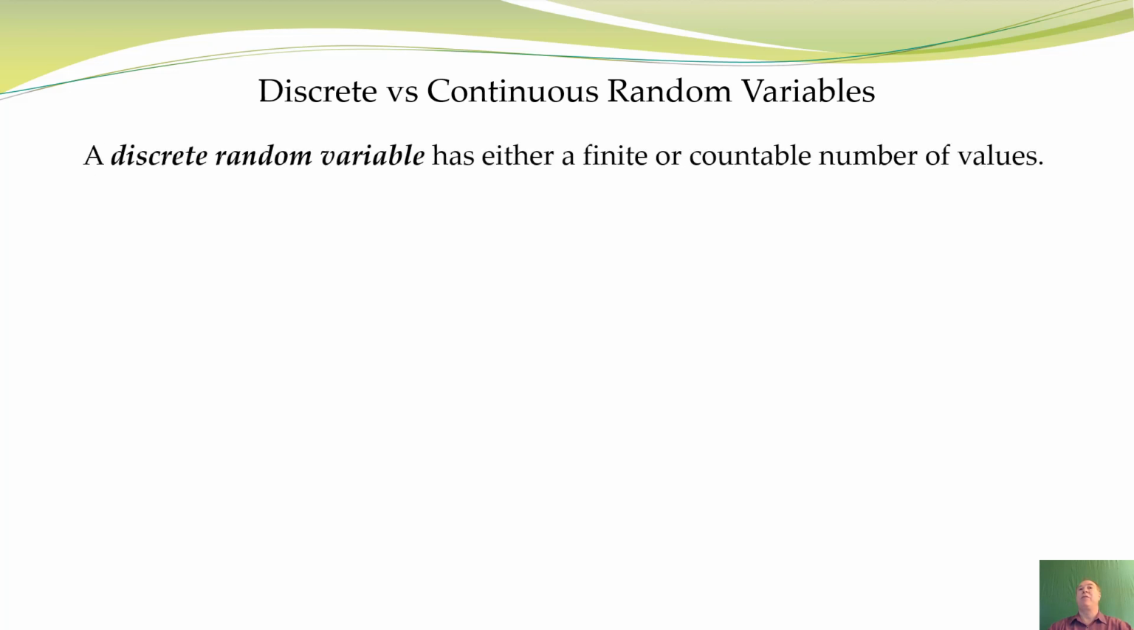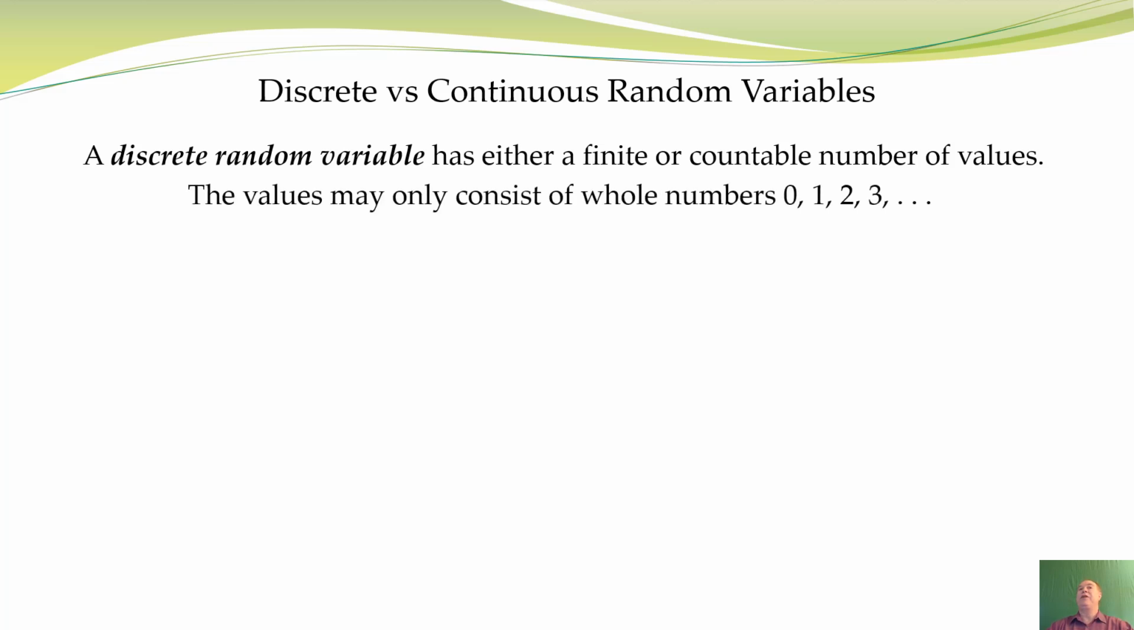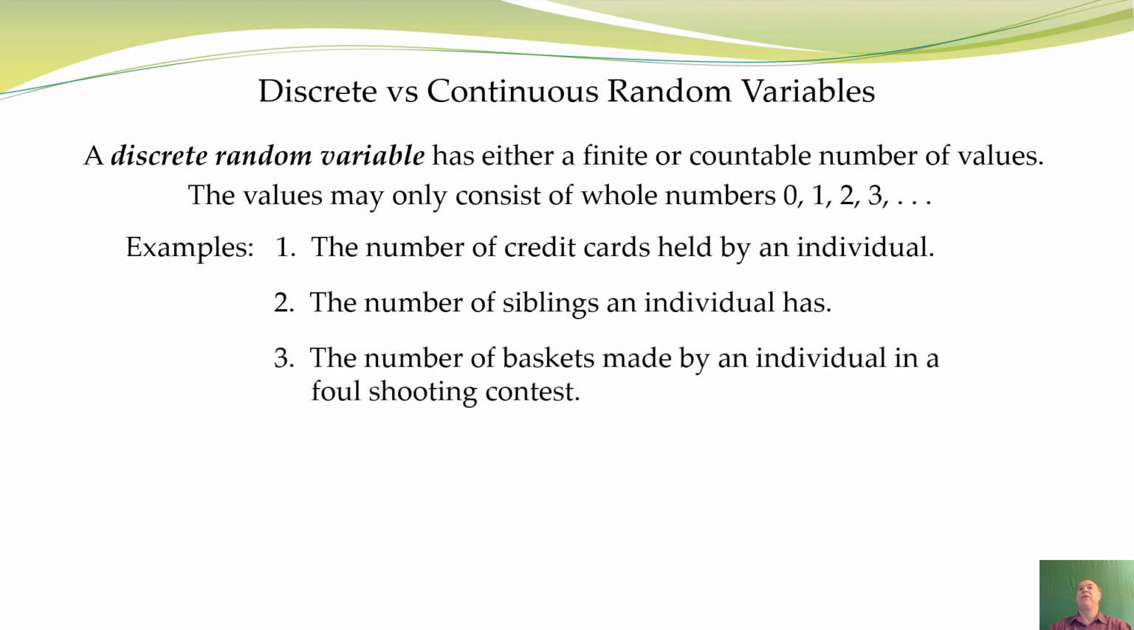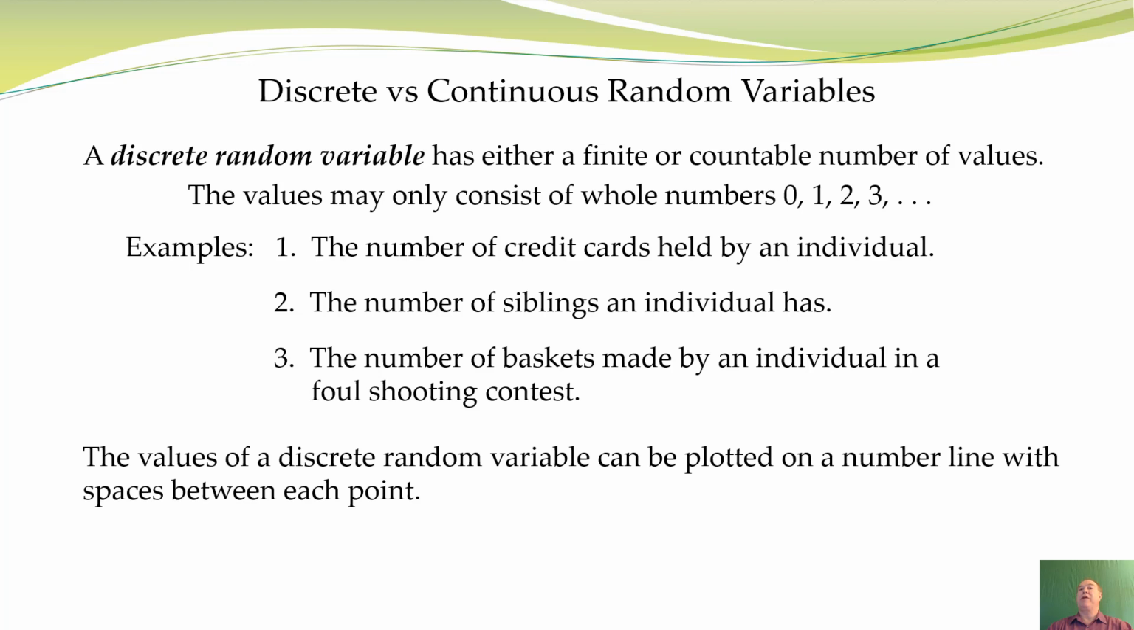A discrete random variable has either a finite or countable number of values. This means the values may only consist of whole numbers, 0, 1, 2, 3, and so on. Some examples: the number of credit cards held by an individual, the number of siblings an individual has, the number of baskets made by an individual in a foul shooting contest. These all have to be represented by a whole number. The values of a discrete random variable can be plotted on a number line with spaces between each point. So we can have a number line 0 through 5 with a point at each one.